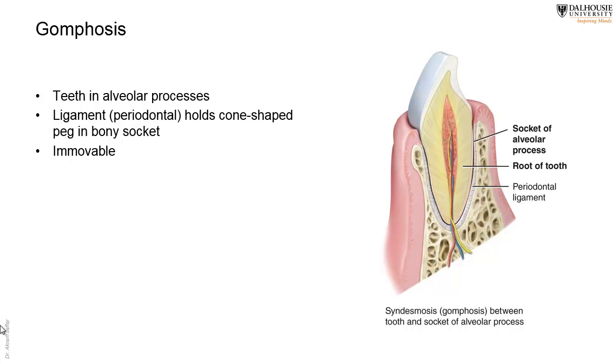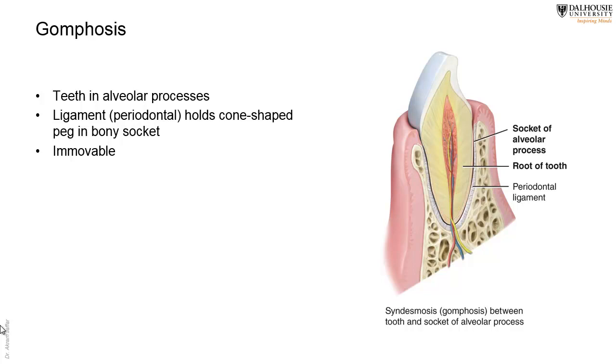There are alveolar processes in the upper jaw, in the maxilla, and alveolar processes in the mandible. And these have sockets, and they allow articulation with the root, the peg-shaped root of the tooth. And in between them, there is a very strong fibrous tissue called the periodontal ligament. So the periodontal ligament is present here in the Gomphosis.